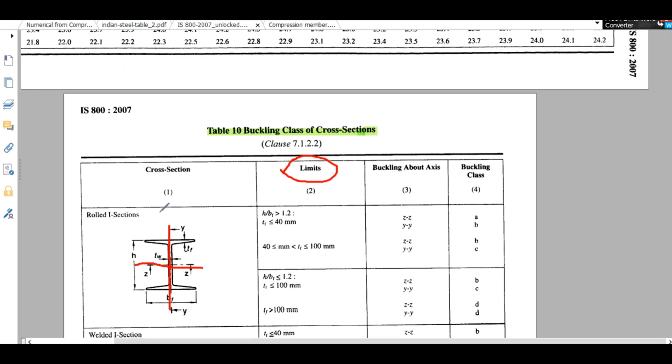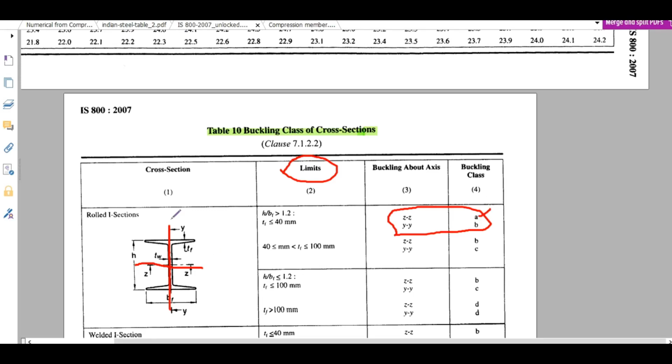Suppose this is a rolled I section, so you have to find h by bf. If it is more than 1.2 and tf is less than or equal to 40 millimeters, then for that criteria you should select this buckling class. Suppose you want to find the design strength about this zz axis. There is a chance this column buckles about the zz axis. Then which buckling curve should be selected? That is buckling curve A.